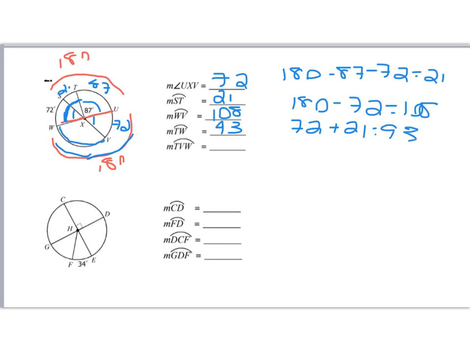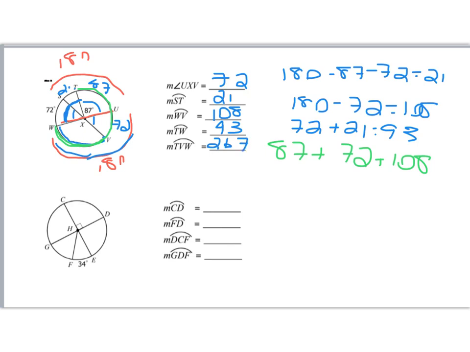And then we need the last one, which is TVW. Let's do it in a different color so we can see it. So we want that whole thing. So we're going to add up all of those. We've got 87 plus 72. And then how much did we say WV is? We said it's 108. Okay, if we add all that up, we end up with 267. Okay, that takes care of that one.